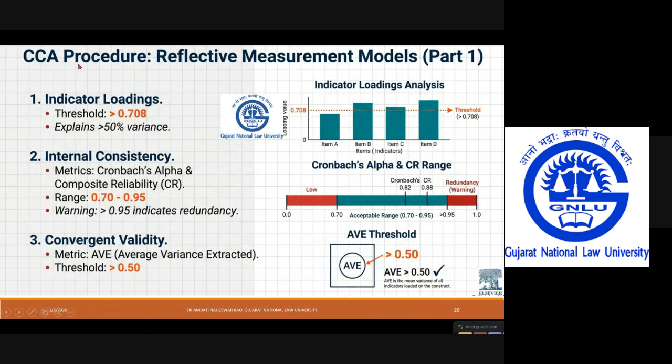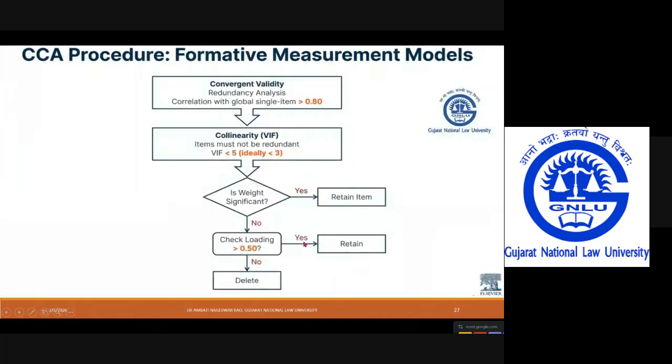Now coming to the next one, the validity part. We are going to have convergent validity with the help of average variance extracted. We are going to measure it. Our AVE value should be greater than 0.50. So what it is, when you are going to use it, how it is going to be applied, we are going to see right now.